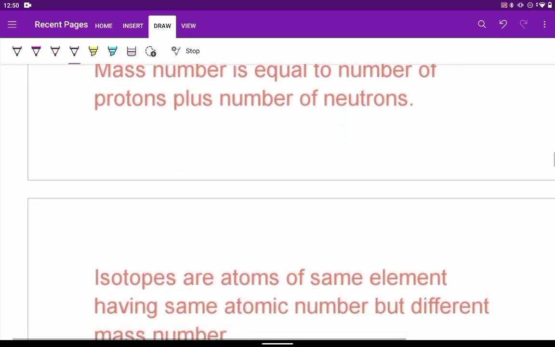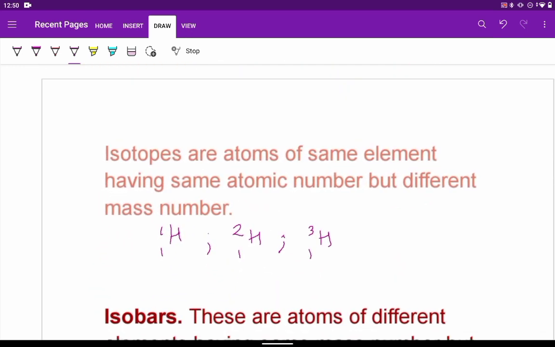Next, there are some important terms like isotopes. Isotopes are atoms of the same element, which have the same atomic number. Now see, the element is same, so the atomic number has to be same, but they have different mass numbers. As we can see, for hydrogen there are 3 isotopes. The atomic number for every one is 1 only. For each it has to be 1, otherwise when we change the atomic number the element will change. But the mass number can be 1 or 2 or 3.